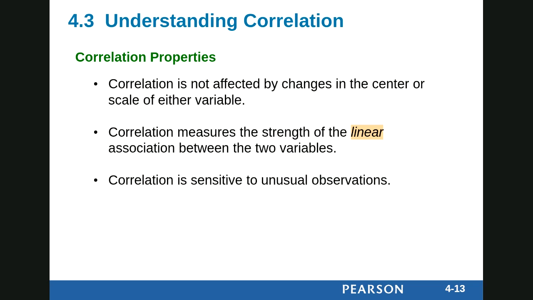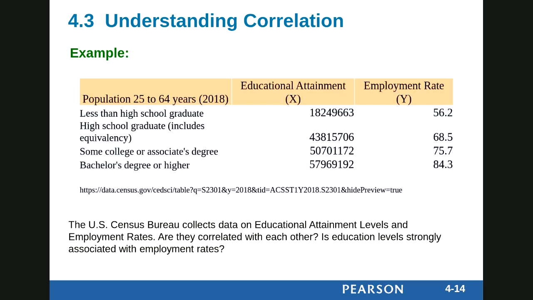This next sentence is the same thing. It's just reiterating that it should be a linear association between the two variables. And then finally, correlation is sensitive to unusual observations. If you have an extreme value, remember in the formula you're using the mean. So an extreme observation is going to inflate your mean, which will affect your correlation and give you incorrect conclusions.